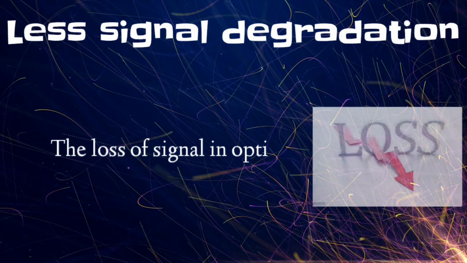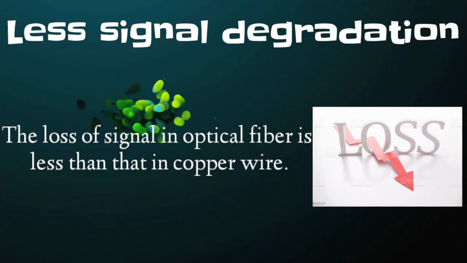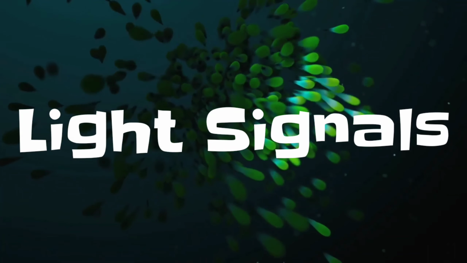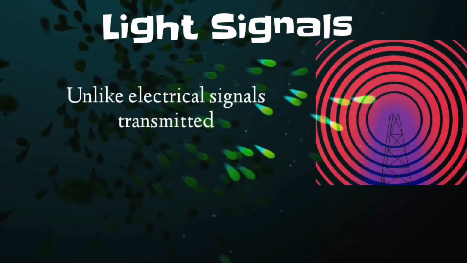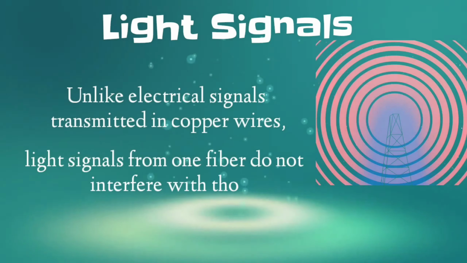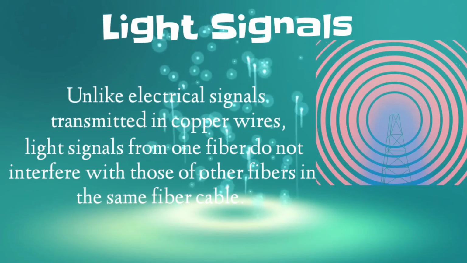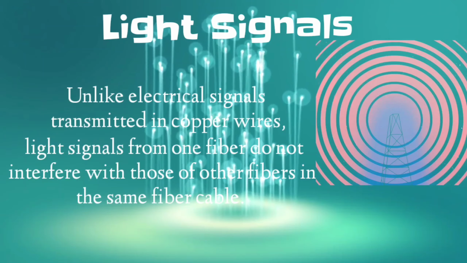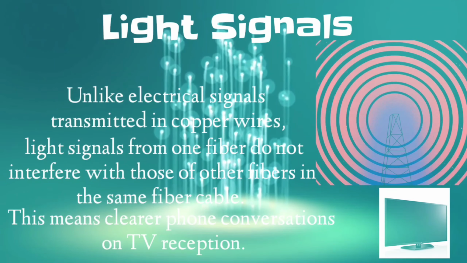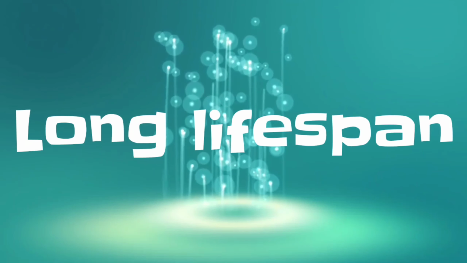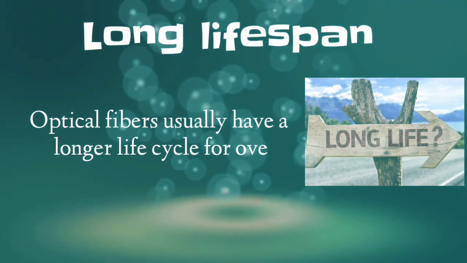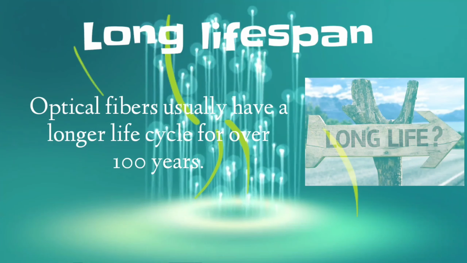Fourth, less signal degradation. The loss of signal in optical fiber is less than in copper wire. Fifth, light signals. Unlike electrical signals transmitted in a copper wire, light signals from one fiber do not interfere with those of other fibers in the same cable. This means clear phone conversation or TV reception. Sixth, long lifespan. Optical fibers usually have a long life cycle of hundreds of years.